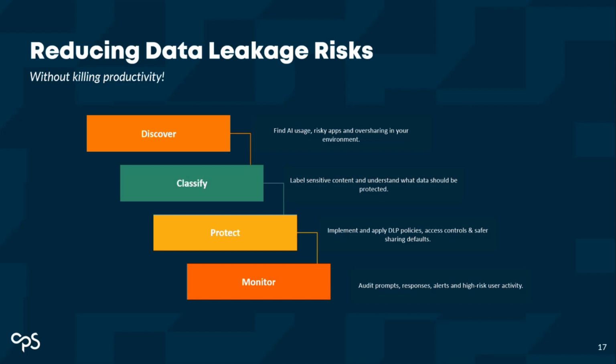So that moves us on nicely to how we reduce data leakage and risks, obviously without killing productivity for users. How do we actually reduce the risks of data leakage in a modern environment? We always start with our roadmap for Copilot, and we do a data security piece before that, where we understand more about your requirements.